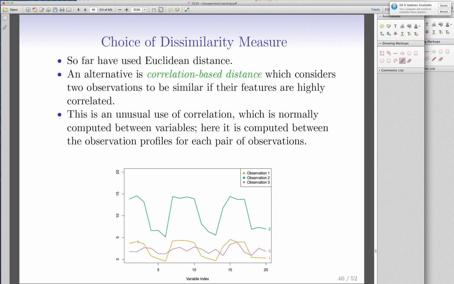However, let's say what you want to see is the similarity in shape between two objects. Here, if you look at the correlation, you will see 1 and 3 are so close. 1 and 3 go almost the same way up and almost the same way down. So from the correlation point of view, 1 and 3 are closest. So it depends on how you want to define your similarity.